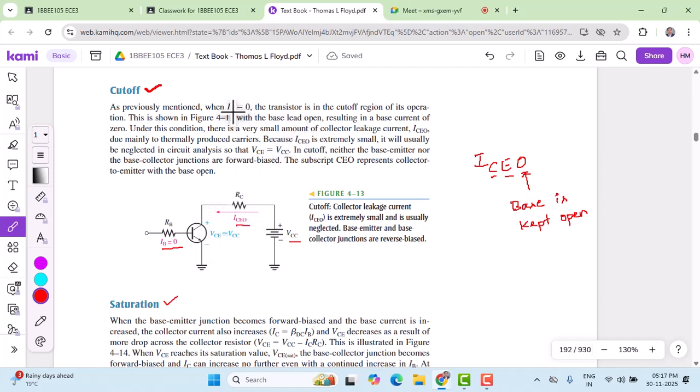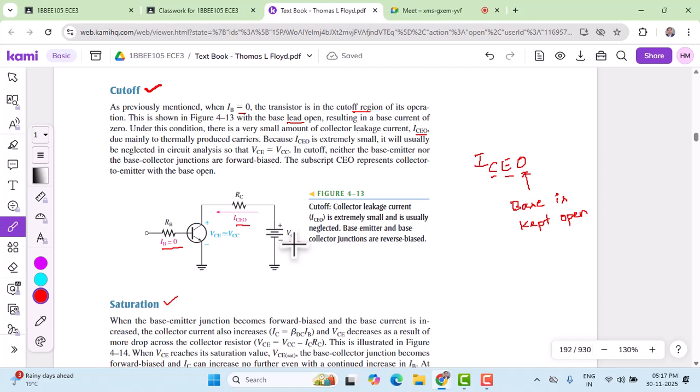So, to operate the BJT in the cutoff region, we should make the base current zero. IB is going to be zero, and the transistor will be in the cutoff region, as shown in the circuit. The base lead is kept open. That means we need not apply any voltage between the base and the ground, and that results in the base current being zero. Under this condition, there is a small amount of collector leakage current called ICO, because we have already reverse biased the collector base junction.